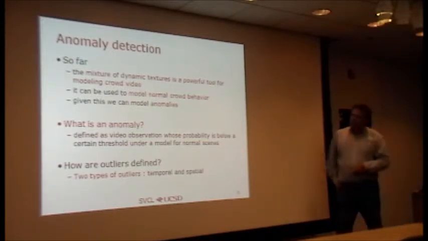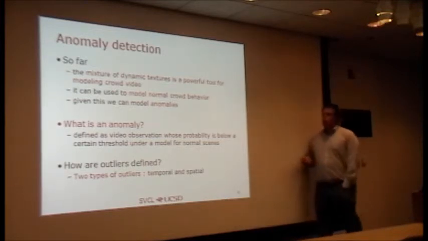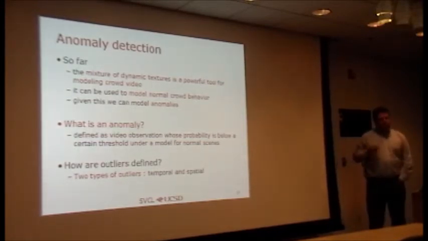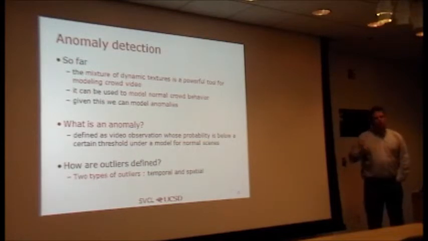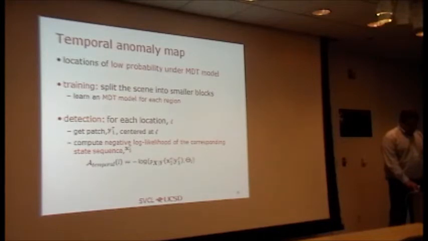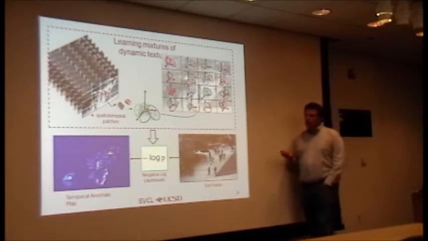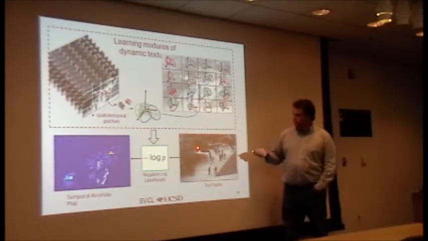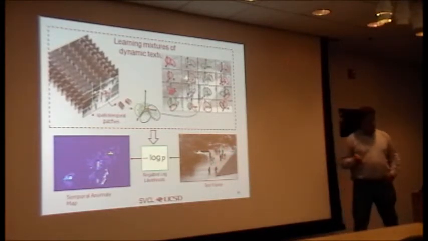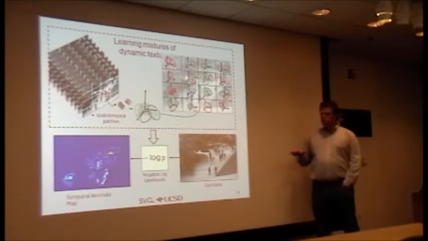I'm not going to go over this in a lot of detail. Basically the idea is, once you have these models, you have a model for standard crowd behavior, and one can think about detecting anomalies. So we've built a model for anomaly detection that has two components. There's a temporal component, so detecting things that are anomalous because they're different from the things that you've seen in the past.